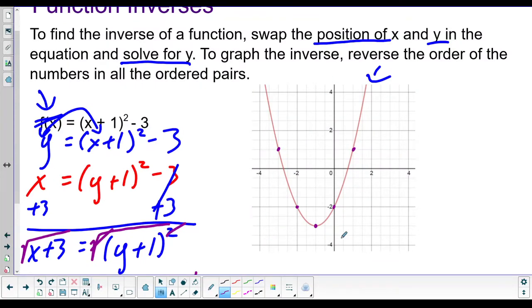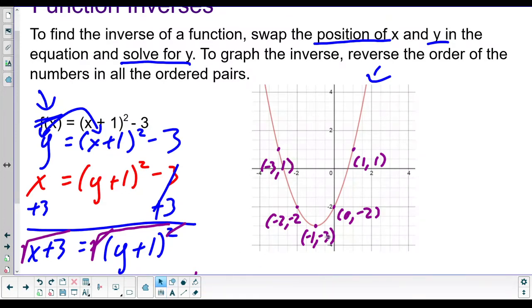So grab a few. You probably want at least 4 or 5. The more curved your graph is, the more points you should shoot for. So this one is -1, -3. This one is 0, -2. This one is -2, -2. This one is 1, 1. And this one is -3, 1.